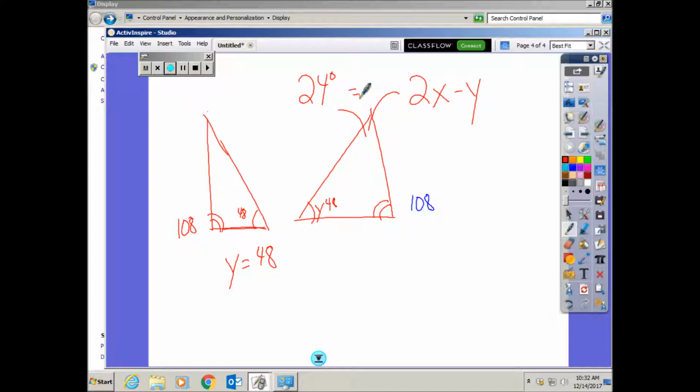So, okay, guys, you need to get this first because you have 2 variables over here. So 24 equals 2x minus y. If now I can plug in, equals 2x minus, hold on, I wrote wrong, 2x minus 48.